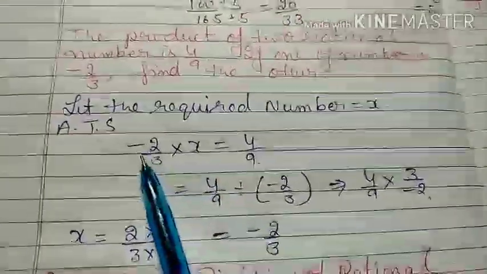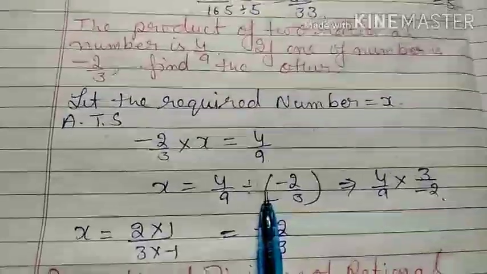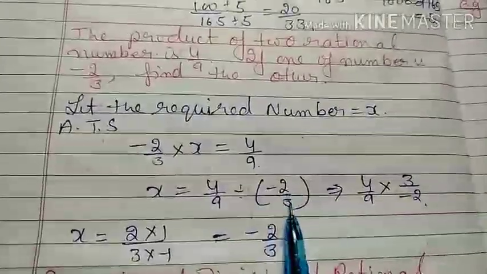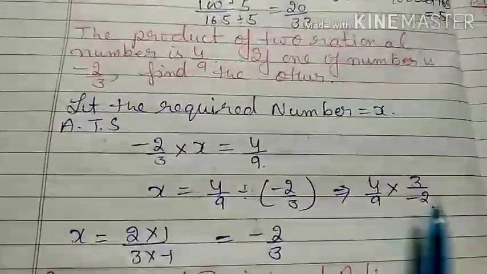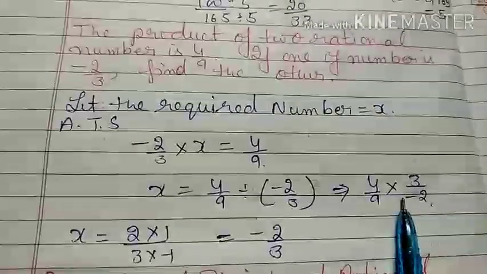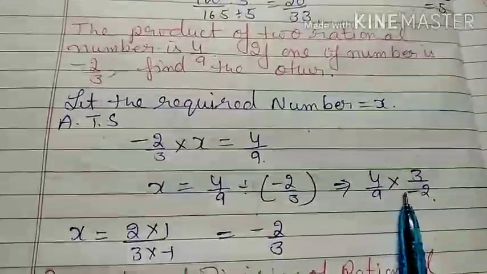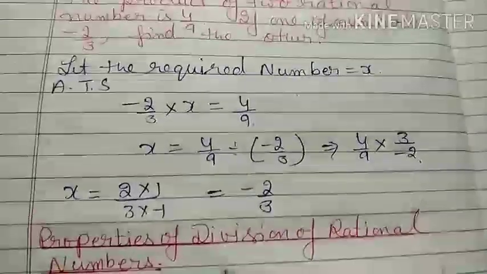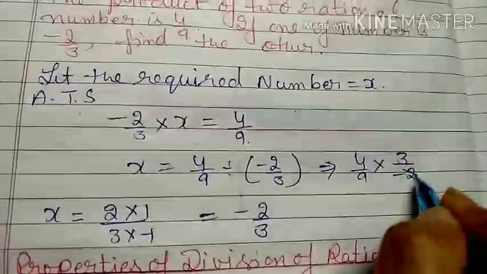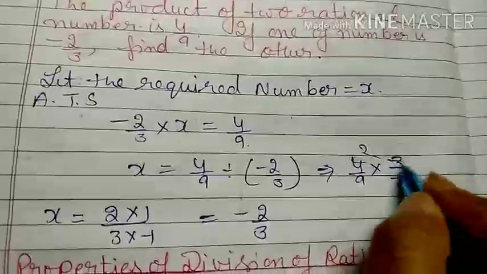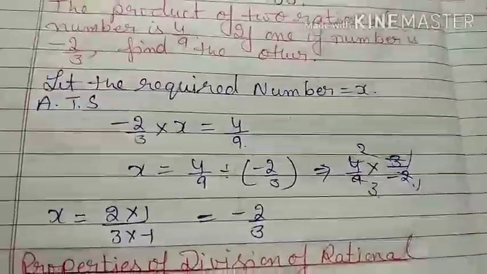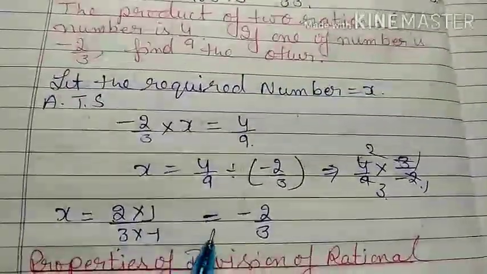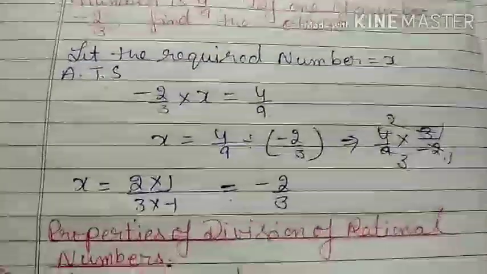Now when minus 2 by 3 moves to the other side, multiplication changes into division. 4 by 9 divided by minus 2 by 3. When you change divide into multiply, the rational number after the division sign becomes its reciprocal. That becomes minus 3 by 2. Now when you multiply, 2 1s are 2, 2 2s are 4, 3 1s are 3, 3 3s are 9. So what is left? 2 into 1 by 3 into minus 1, and my answer is minus 2 by 3.